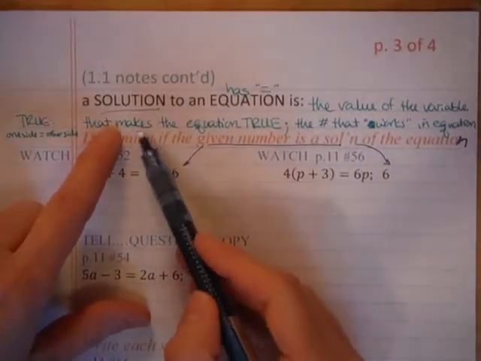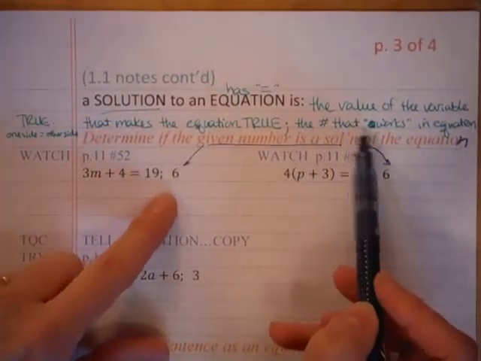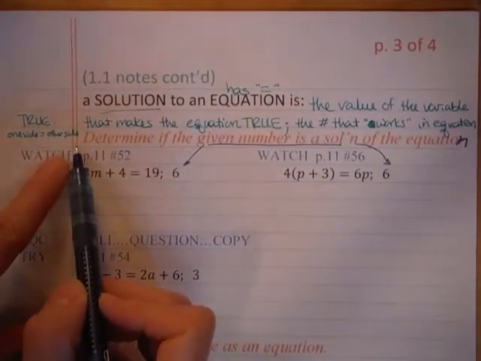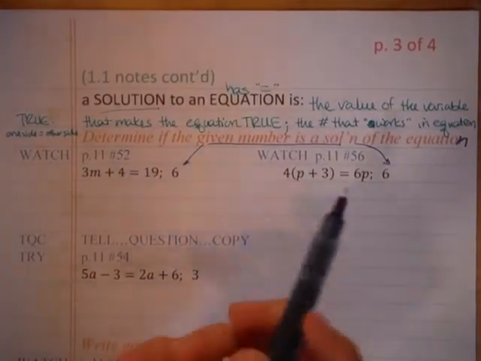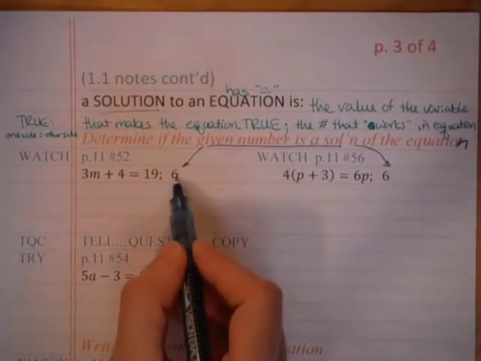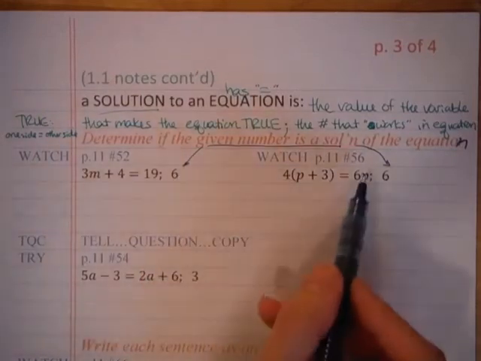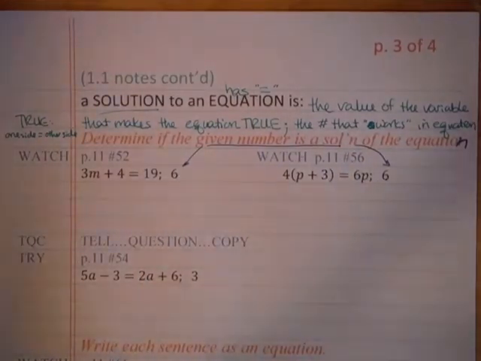Is that a number that makes the equation true? Is it a number that works in the equation? Does it make a true statement, one side equal to the other side? That's what you're trying to do here with these instructions. So that's what that little number off to the side is. In both of these cases, they give you 6 to try as your solution here.